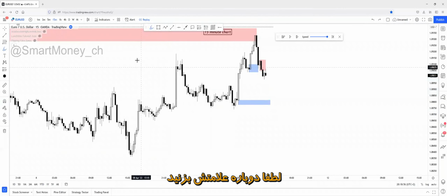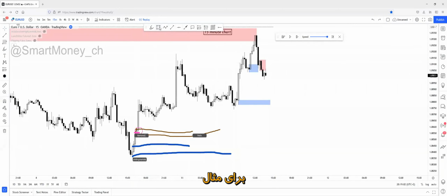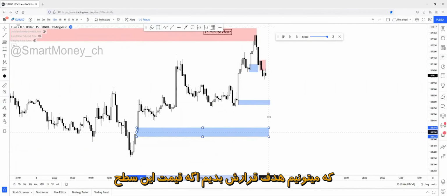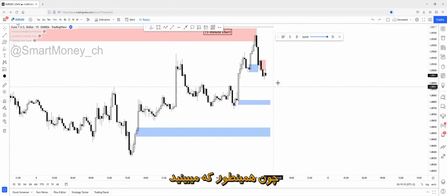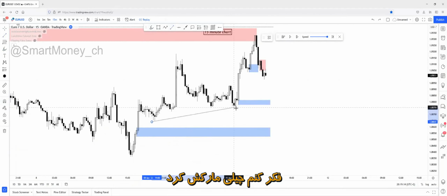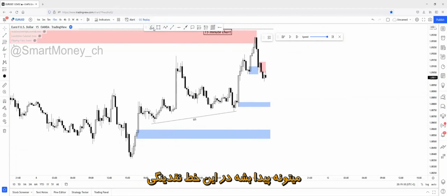Which one? Yeah. For example, this could be the next recent demand zone that we could aim for if price flips this demand zone. Because as you can see, I don't know who marked it, but I believe it was Chilling Markets. Liquidity could be found right here, at this line.